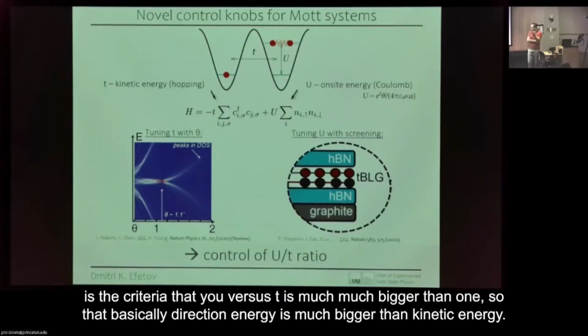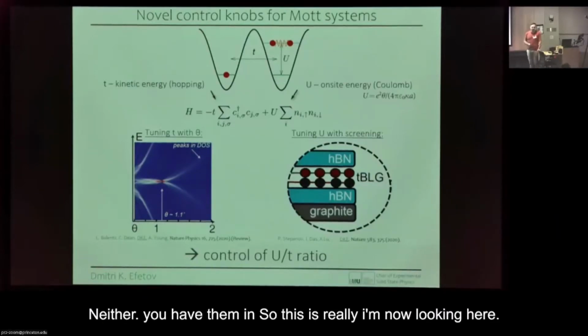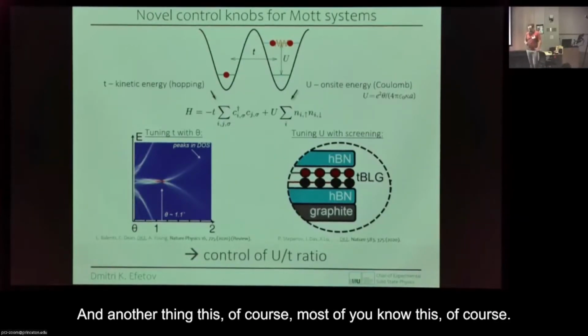So that basically, interaction energy is much bigger than kinetic energy. And here, really, in these devices, we can control it. Neither of those tuning knobs do you have in crystals, nor do you have them in optical lattices. So this is really some novelty here.